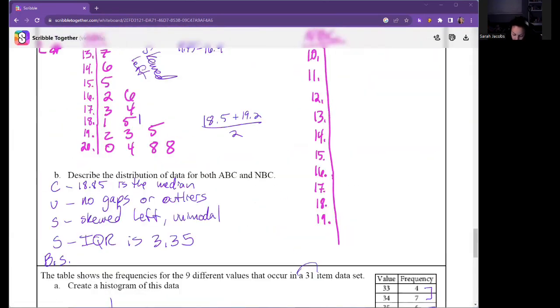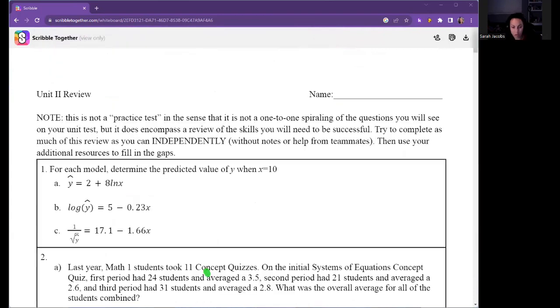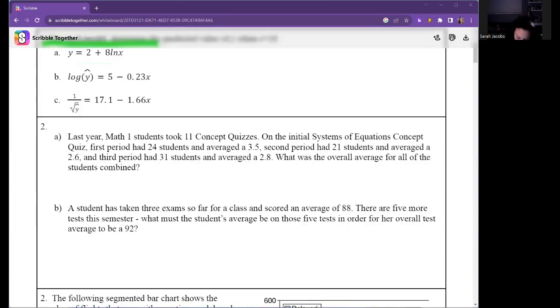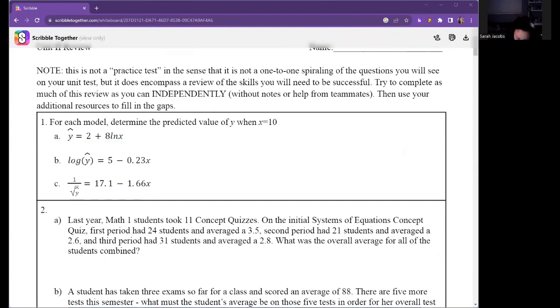All right, so that's the end of the Unit 1 review part. Luckily, the Unit 2 review has some repeats, so we'll skip over those. Number 1, for each model, determine the predicted value of y when x is equal to 10. Well, this one, we literally just plug that into our calculator with x is equal to 10. So y hat is 2 plus 8 ln of 10.